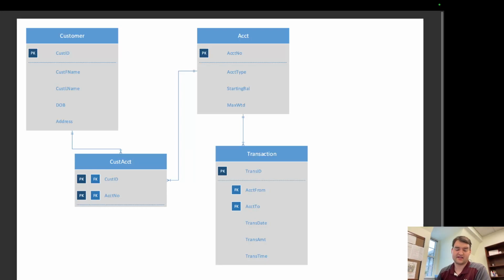Hey everyone. In this video, I'm going to try to keep it short, and I'm just going to focus on the parts of an entity relationship diagram. So the first big part of the entity relationship diagram is right there in the title.